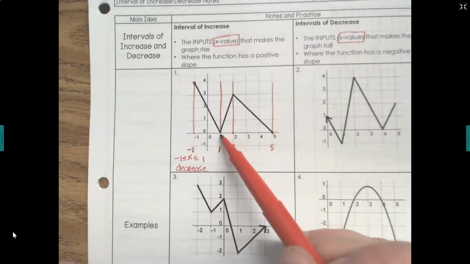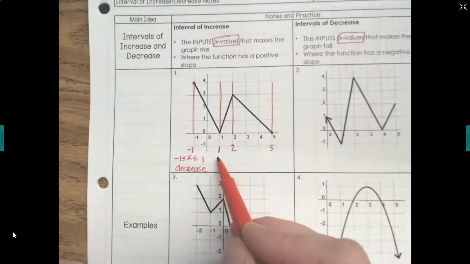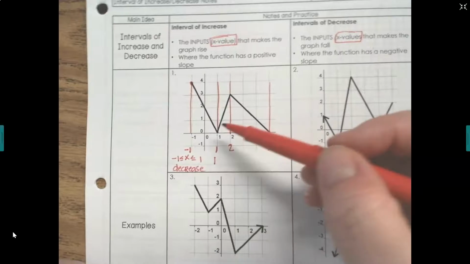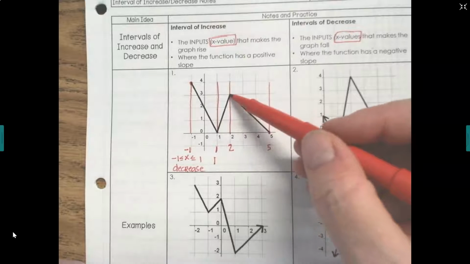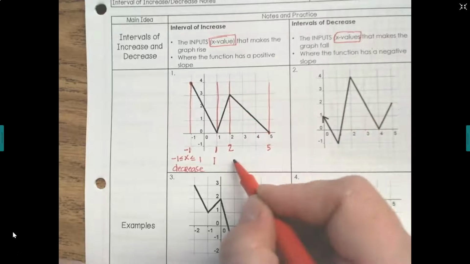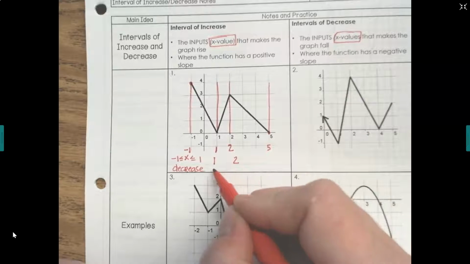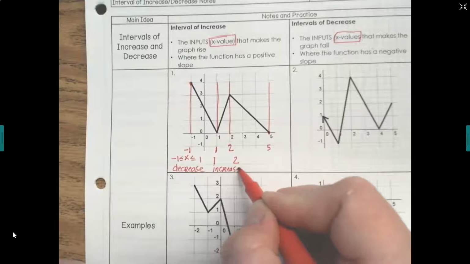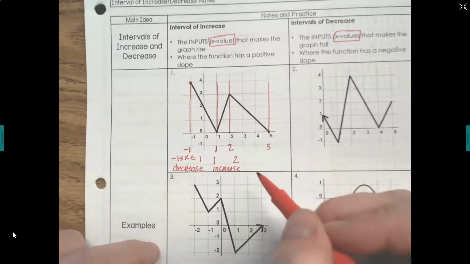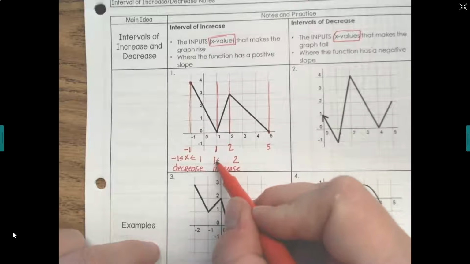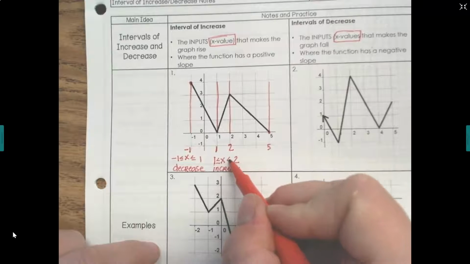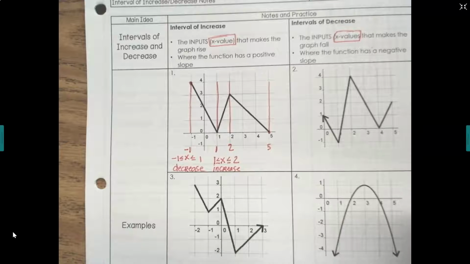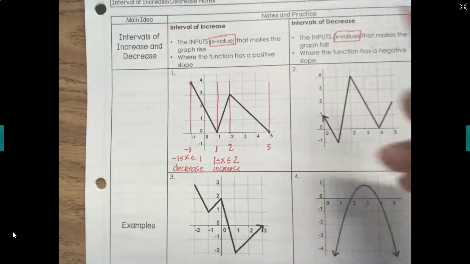So we had our decrease and it stopped at 1. Well, that's where the increase also started. So we started at 1 and it keeps increasing until here. Well, that x value is 2. So between 1 and 2, we're going to have an increase. We're going to write our interval the same way: 1 is less than or equal to x, which is less than or equal to 2. Okay, that's where our increase is.